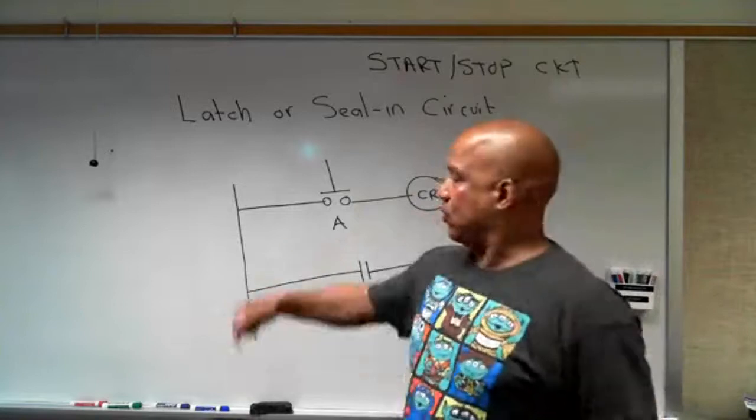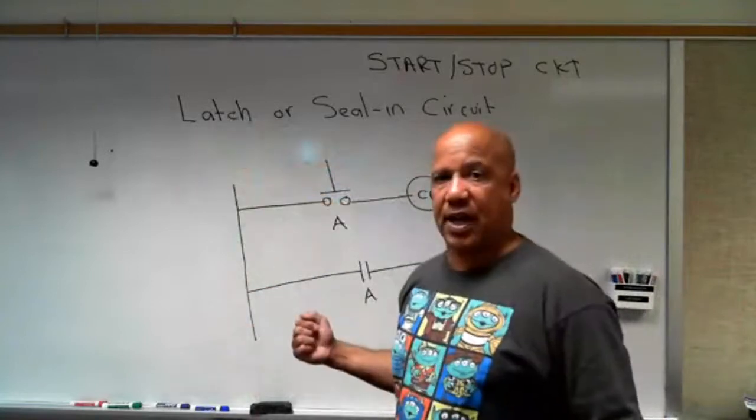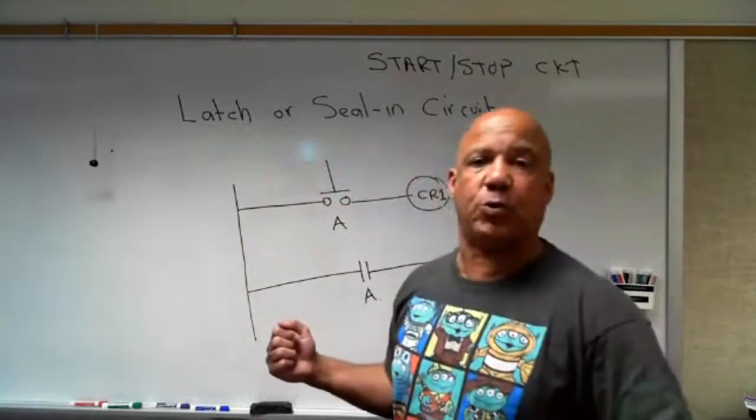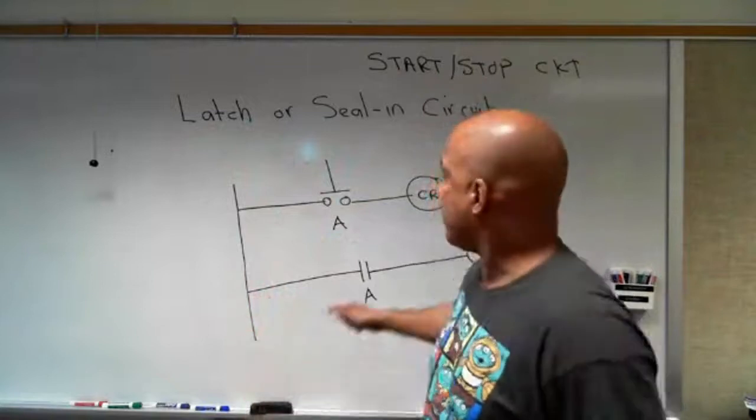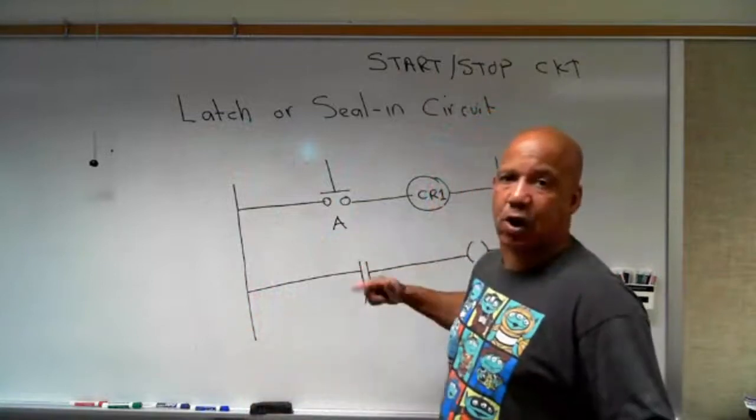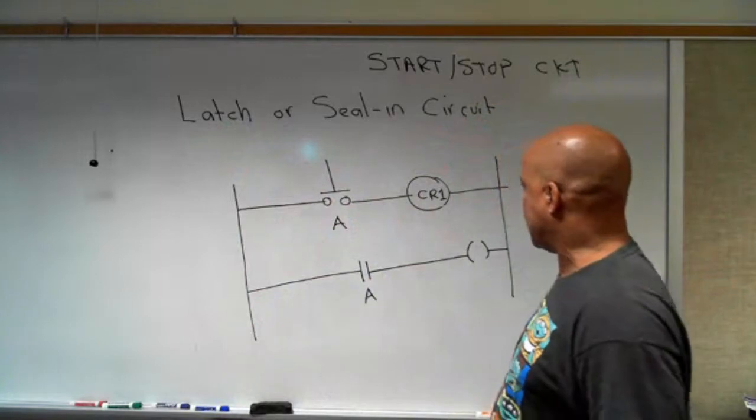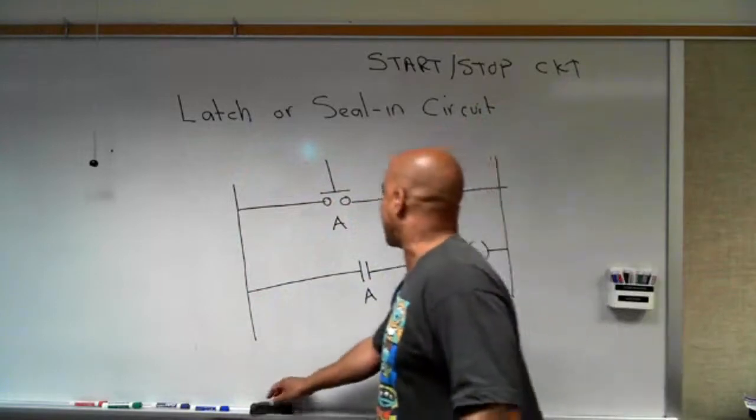But I want to do it... I don't want to have a continuous button that's closed all the time. What if it fails in the closed position? You can't turn it off. So this is the safest way to start or stop big machines. So it works like this. I'm going to show you the logic of it.